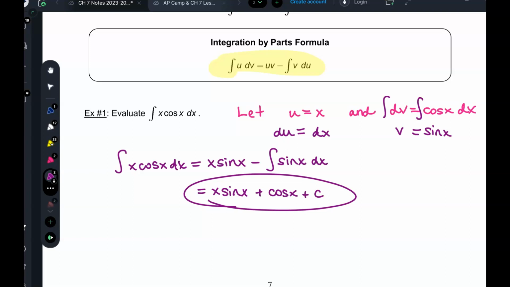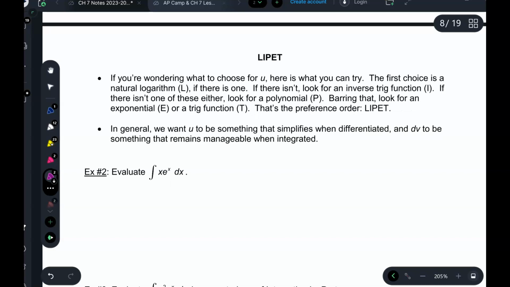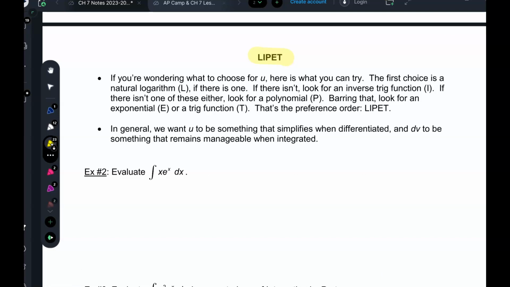Good? Okay, now how did I know to make u equal to x and not u equal to cosine x? Well, one, if I made u equal to cosine x, I'd just get into this loop where I'd never be able to take it apart. But we also have an easy way to remember. LIPET. Every year, you can make up whatever helps you to remember it. I just remember the word LIPET.